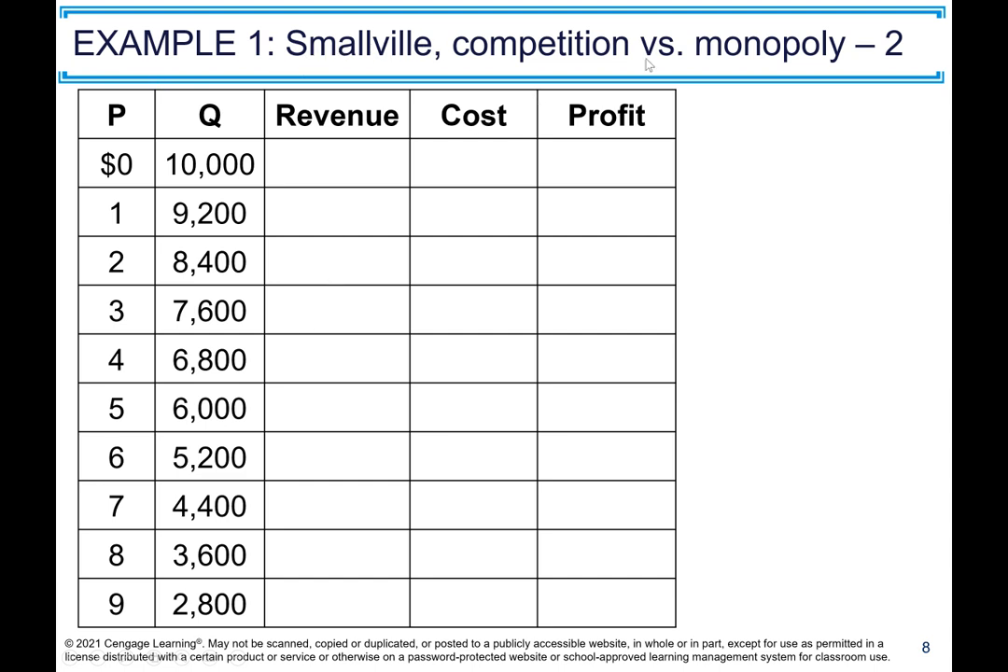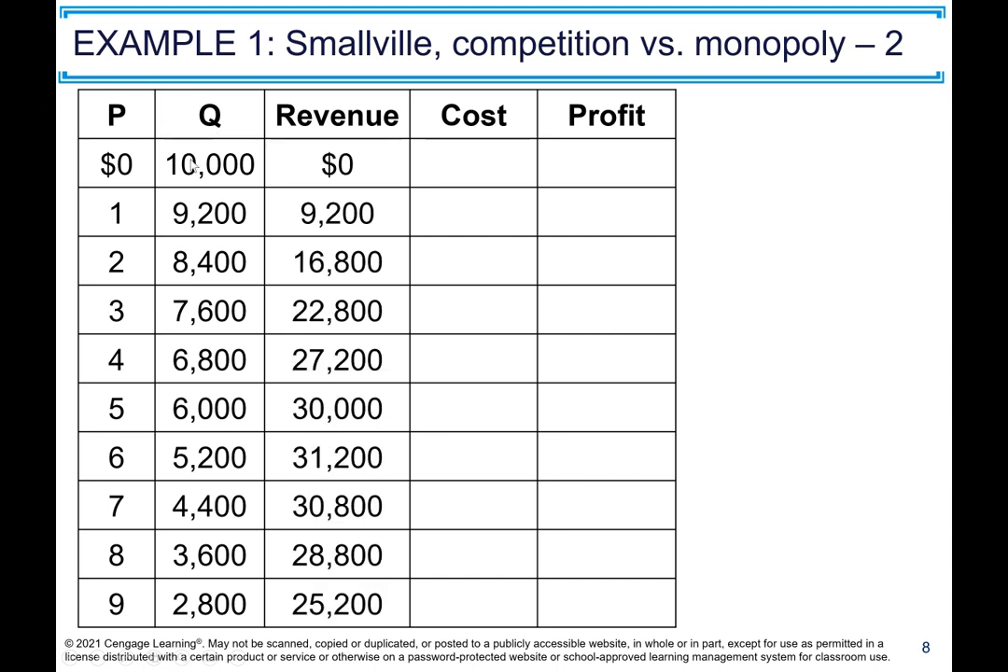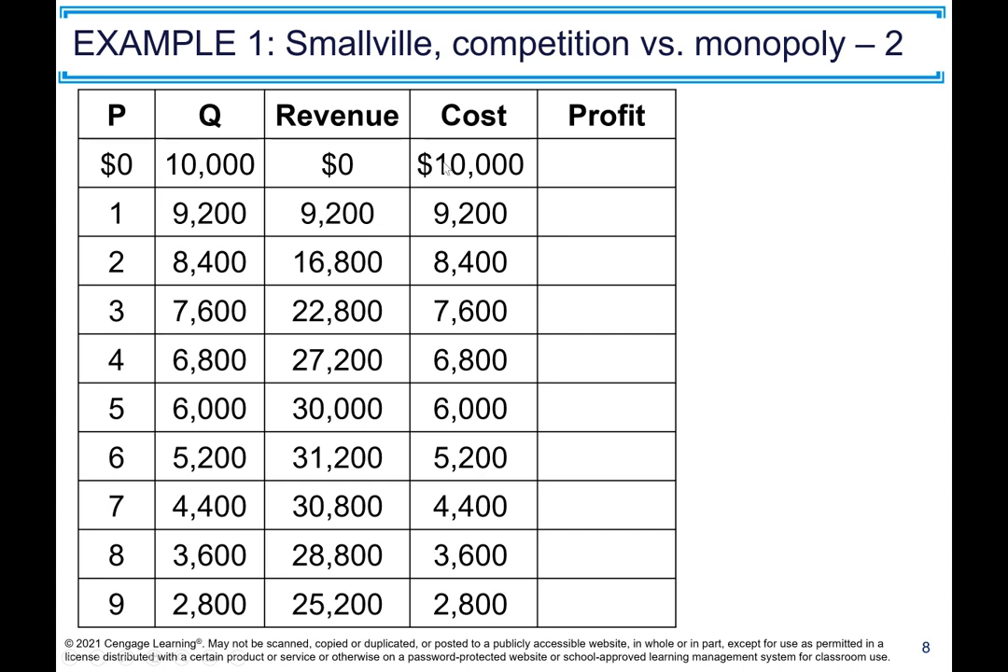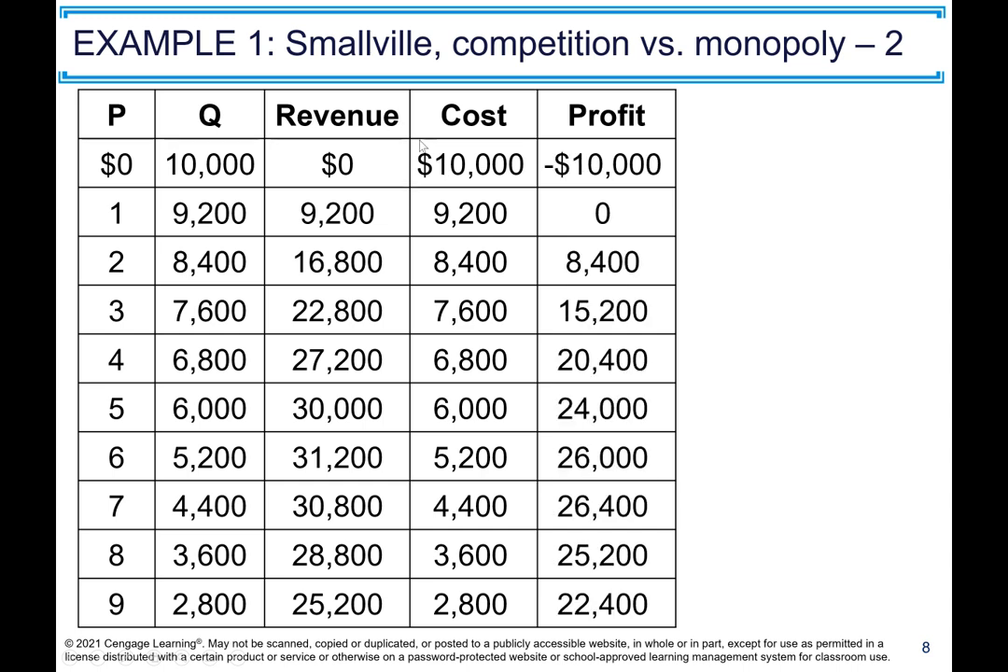Example 1, Smallville, competition versus monopoly. Total revenue is simply price times quantity: 0 times 10,000 is 0, 1 times 9,200 is 9,200, and so on. Cost is given. Profit is simply revenue minus cost. 0 minus 10,000 is negative 10,000. 9,200 minus 9,200 is 0. 16,800 minus 8,400 is 8,400, and so on.